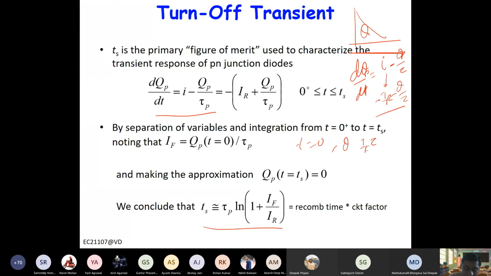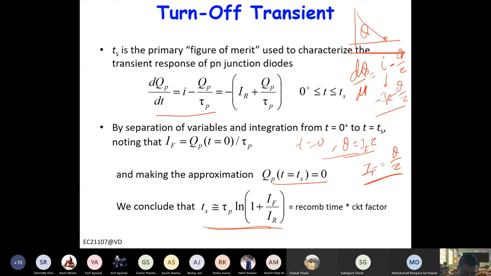IF times tau. You can recall that IF was defined as Q by tau, right? Using the charge control model, you can write Q as IF times tau. So this is the charge at t equal to 0. At t equal to the end of the storage time, Ts, Q will be 0 because the charge has been extracted. With these two conditions, if you integrate it, you will get this expression. I think I've shown it; maybe in the coming slide you will see this.